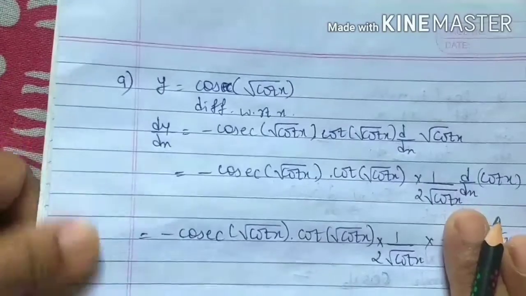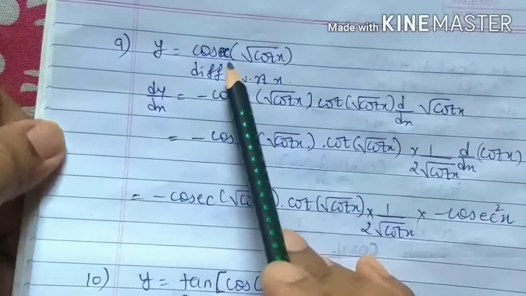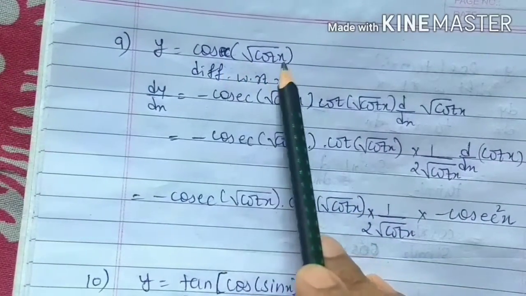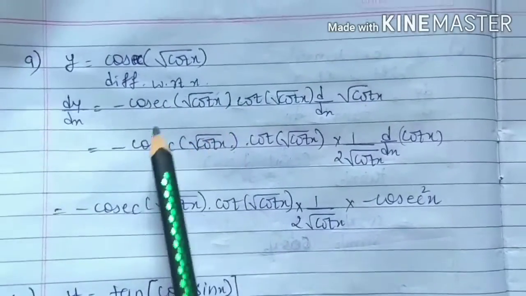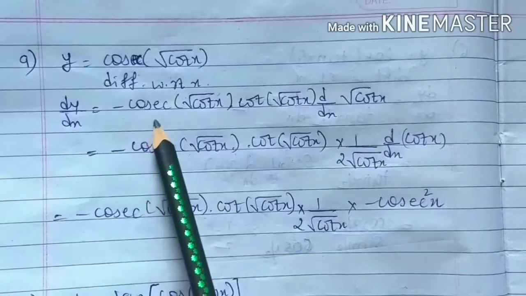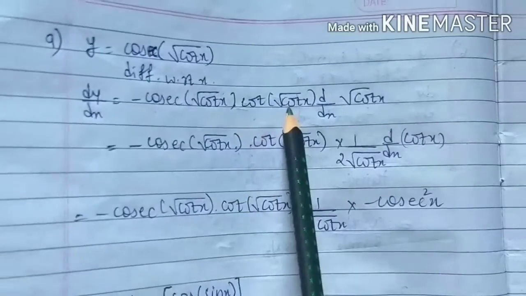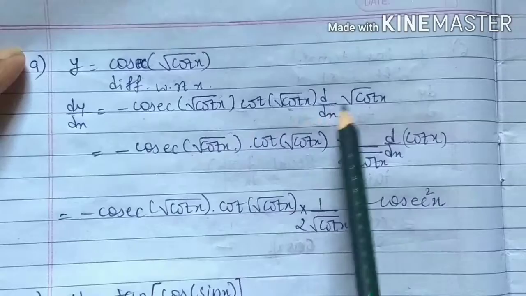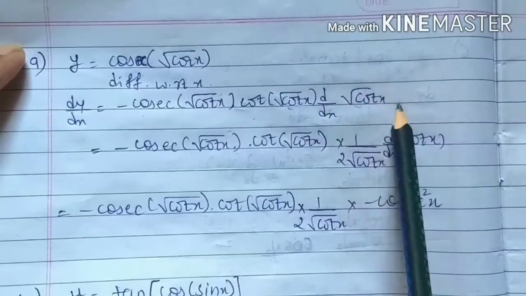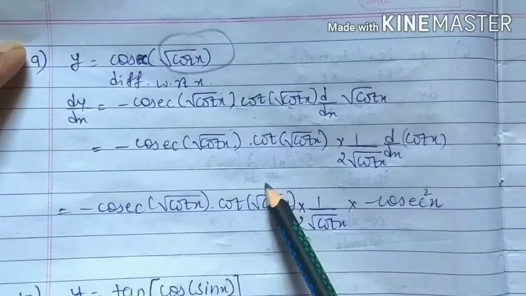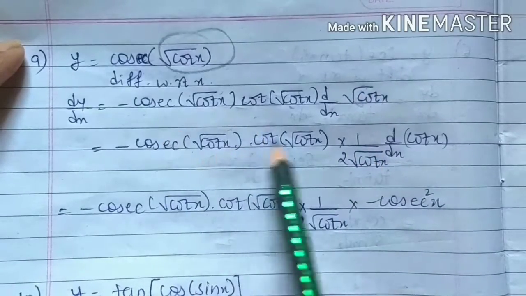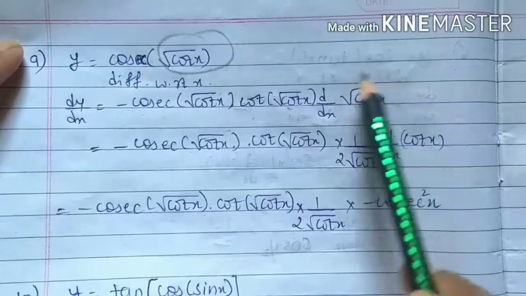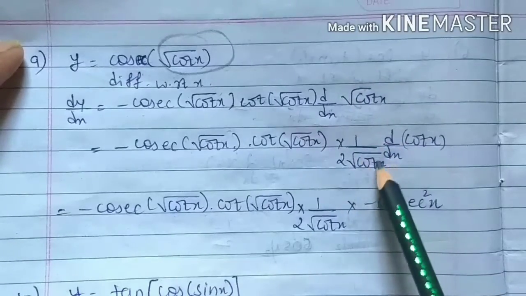Next, y is equal to cosec root cot x. So differentiating with respect to x, what is the derivative of cosec? Minus cosec x into cot. Angle आपका root cot x है. Derivative of root cot x. See, angle is not x, root cot x. So root cot x का derivative. So this term as it is, what is the derivative of root cot x? 1 upon 2 root cot x.